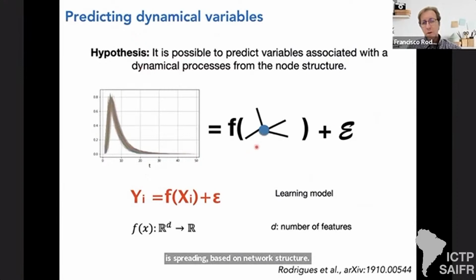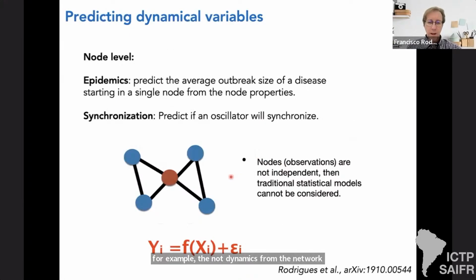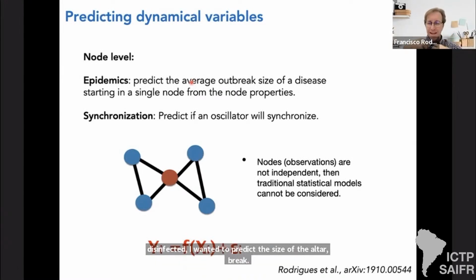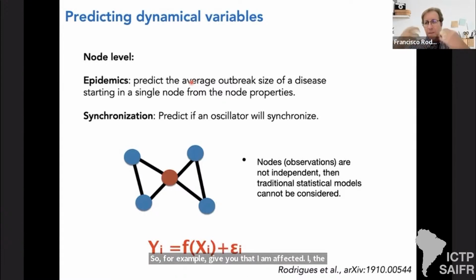In the case of the local level, you want to predict, for example, the node dynamics from the network structure. Here the nodes are not independent. For example, if you remove this red node, we will break the connection between all these different nodes. And you want to predict the epidemic. For example, given that one node is infected, I want to predict the size of the outbreak. Given that I am infected and the epidemic starts with me, how many people will be infected? So this is basically the idea: to predict the average outbreak size.